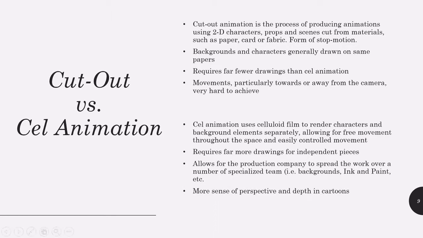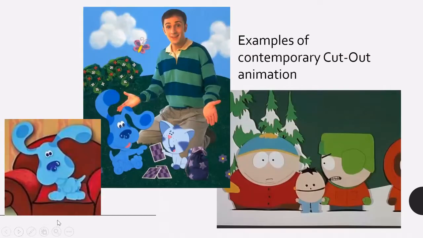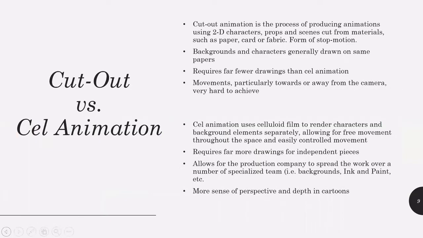And the problem with this type of animation is it's very difficult to move things forward and backward in the picture plane. So there's not a lot of room for depth or perspective. Characters tend to enter from one side of the frame and exit on the other side. These are some examples of contemporary cutout animation. So things like Blue's Clues and South Park are going to be the most familiar versions of cutout animation.